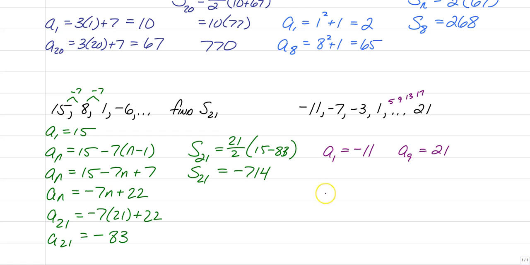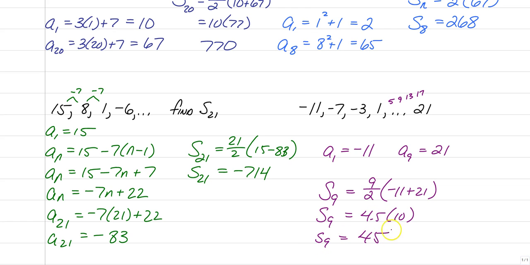Now we just have to use the formula. So the sum of the first 9 terms is equal to the number of terms, 9, divided by 2, times the first term plus the last term. So negative 11 plus 21. So that's going to give us S of 9 is equal to 4.5 times 10, which is going to be 45. Okay, so that's it for finding the sum.